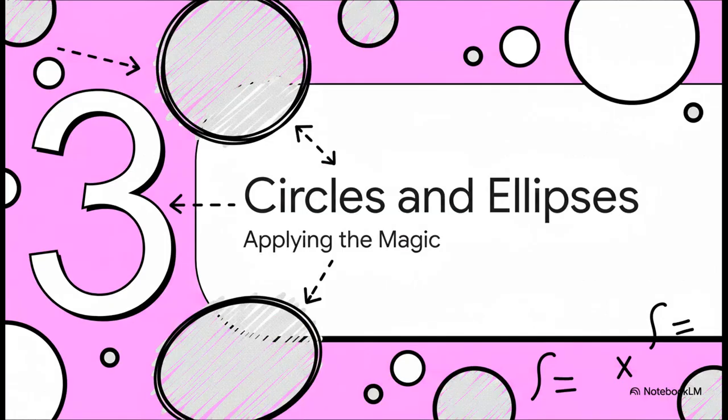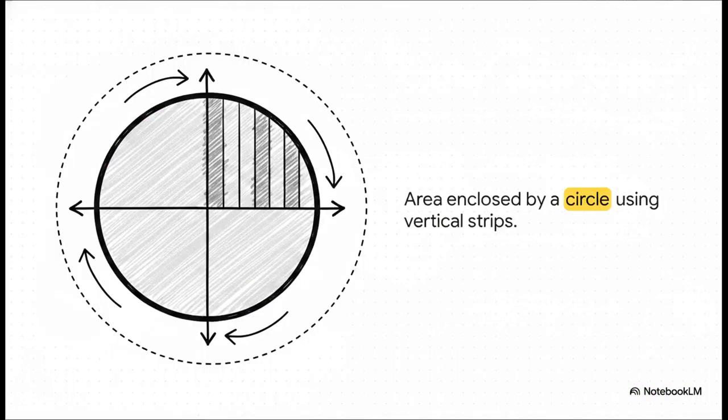Section 3, Calculating Circles and Ellipses. Time to apply the magic. Let's look at a circle with the classic equation x squared plus y squared equals a squared. The cool part? We don't even need to integrate the entire thing. Because a circle is perfectly symmetrical across both the x and y axes, we can just find the area of the region in the very first positive quadrant. We integrate from 0 to a using our vertical strips and then simply multiply that result by 4. It's such a remarkably efficient shortcut.